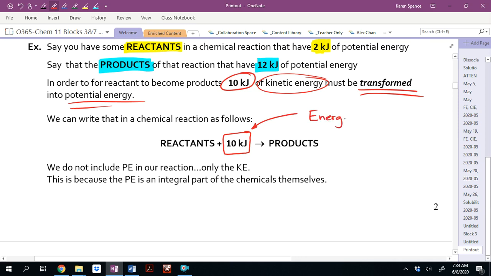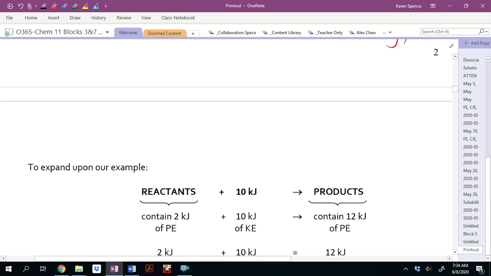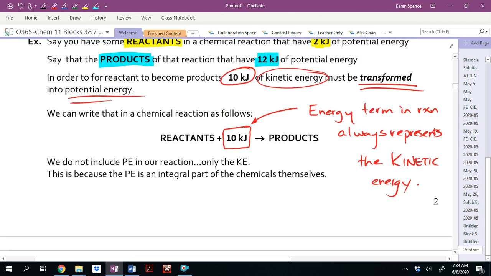An energy term in a reaction always represents the kinetic energy. Okay, and the potential energy is still there. I'm just going to check and see if I wrote it down here. Yes, I did. Potential energy is still there, but we don't write it in the reaction. So it's kind of hidden.